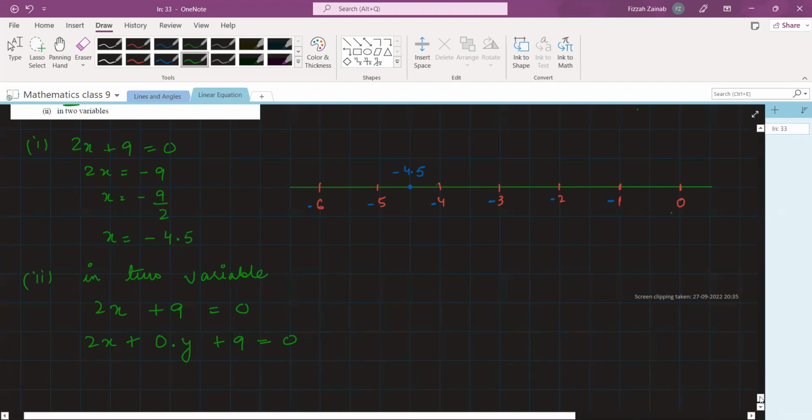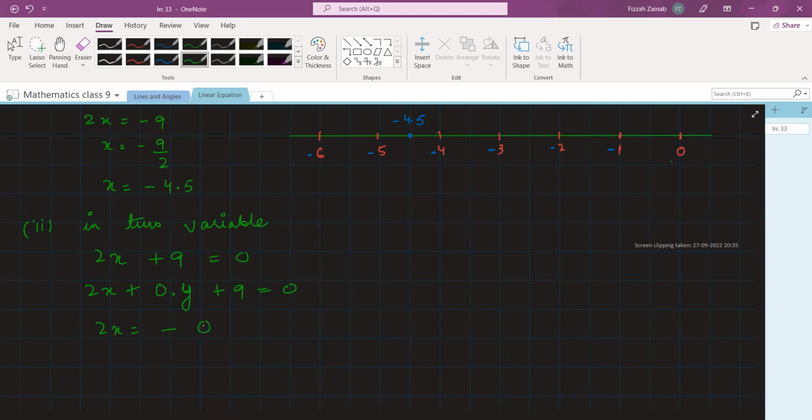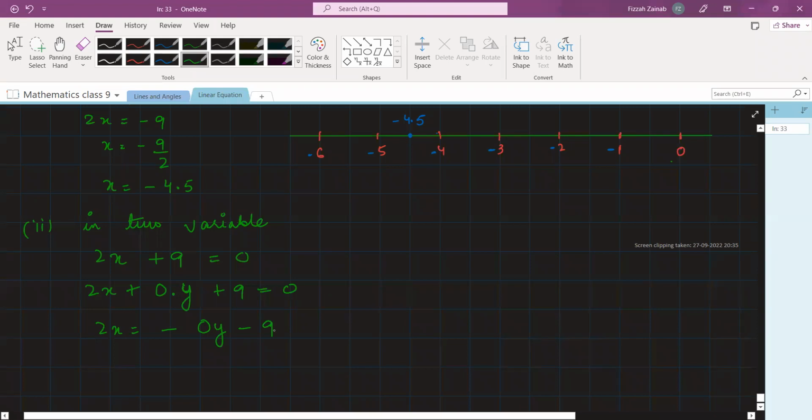Okay. So I can find the value of x, because y is actually multiplied with 0. I cannot find the value of y. So let us find the value of x from here. 2x is equal to, now take it to the other side, minus 0y and minus 9. Everything I have taken to the other side. Clear? So your x will be minus 0y minus 9, divided by 2. Is this clear?